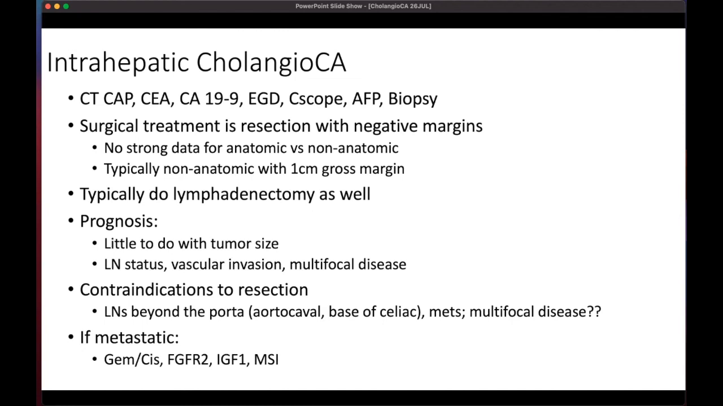So the other thing I wanted to say is for metastatic disease, FGFR2 and IDH1 are commonly mutated, and those are targetable mutations. That's probably beyond what you guys need to know, but if anybody is curious, those are kind of like the cutting edge stuff for cholangio.